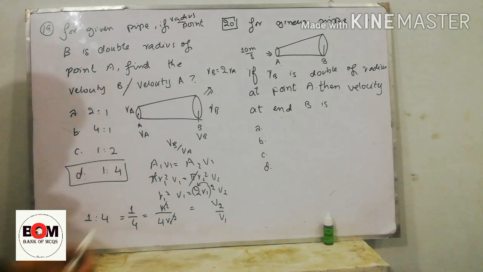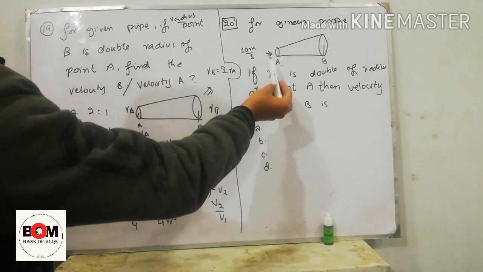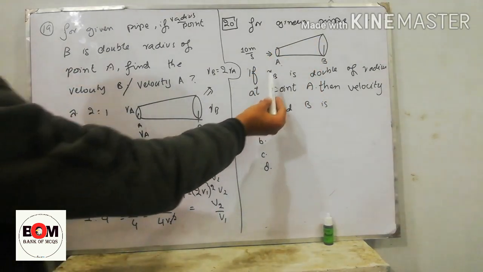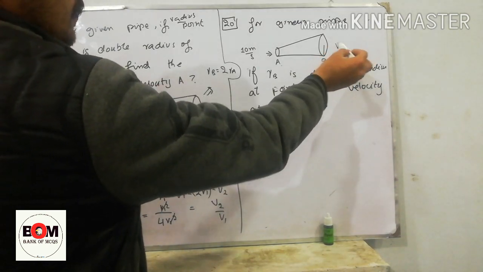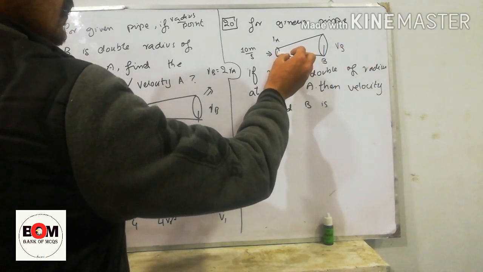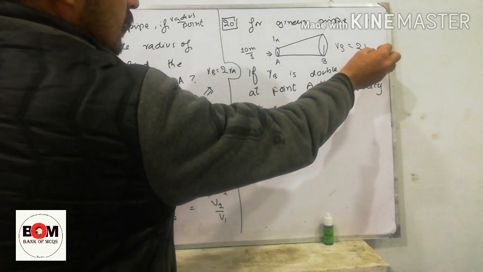Now MCQ number 20 states that for a given pipe AB, RB is double the radius at point A. It means that this is RB, this is RA, and RB is double RA.